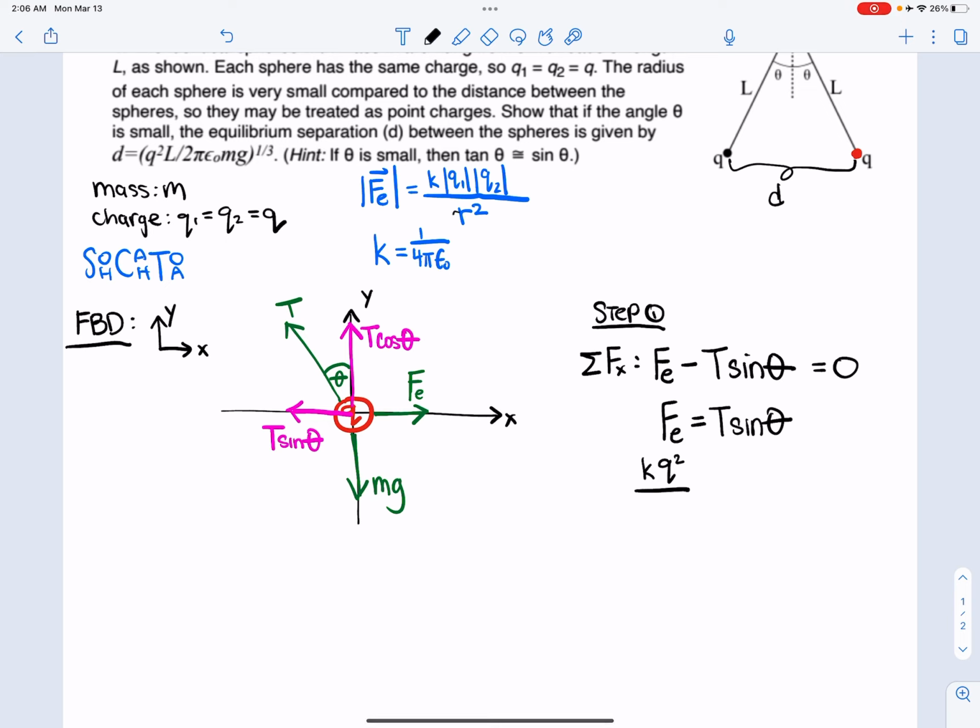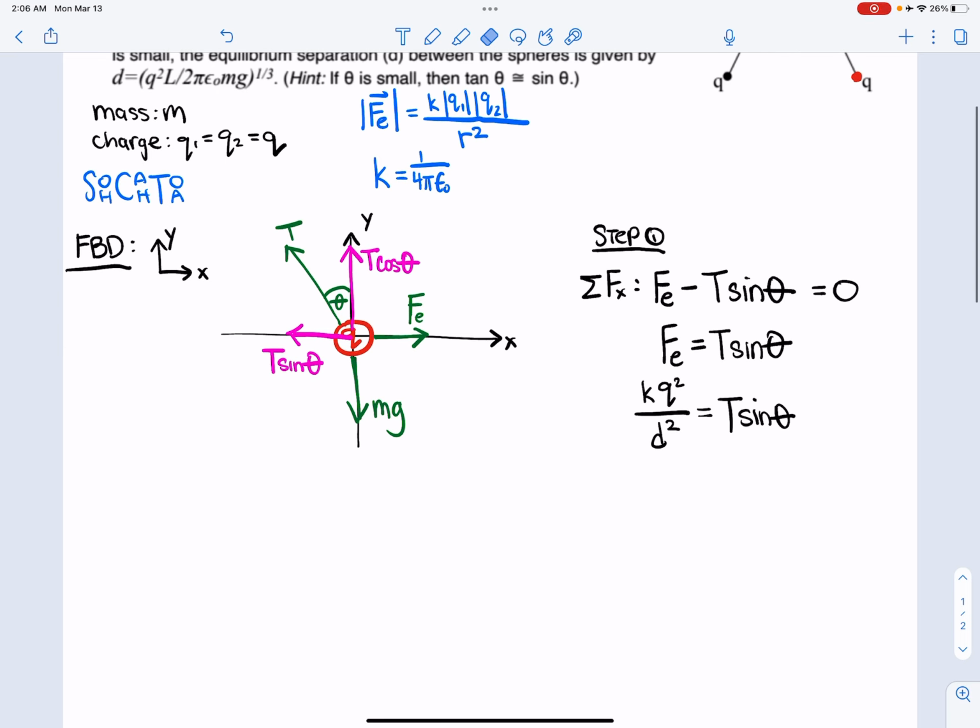So D is going to be our R, but in the formula we have to square that, so this is now D squared equals T sine theta, or the x component of tension.